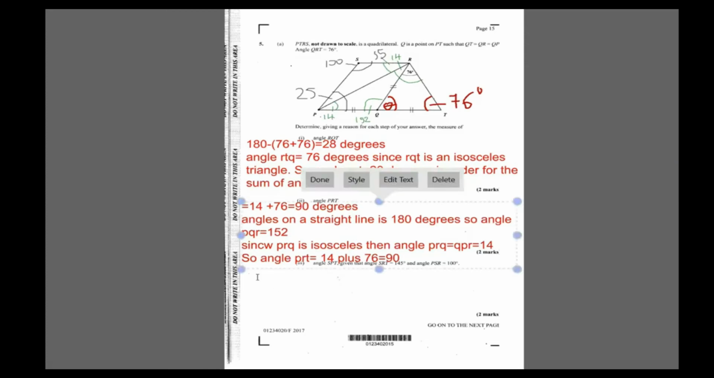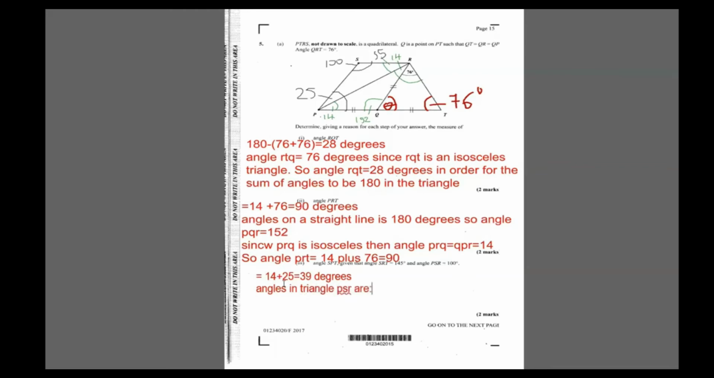So we can do that now. It's equal to 14 degrees plus 25, which is 39 degrees. And they ask for the reason. That's because angles in triangle PSR, the three angles in that triangle are 25, 100, and 55.